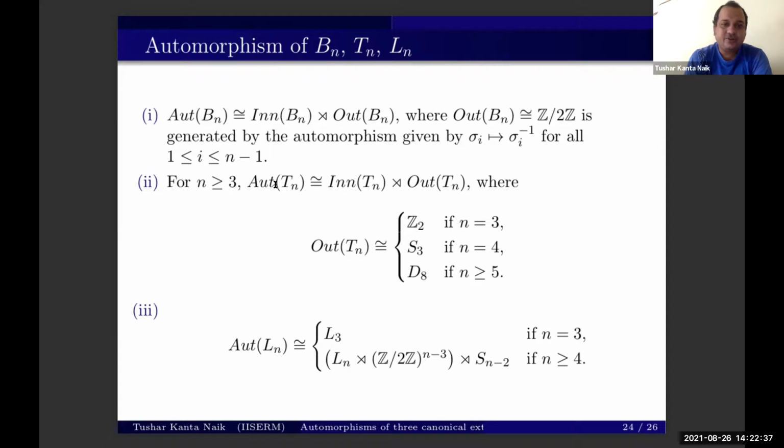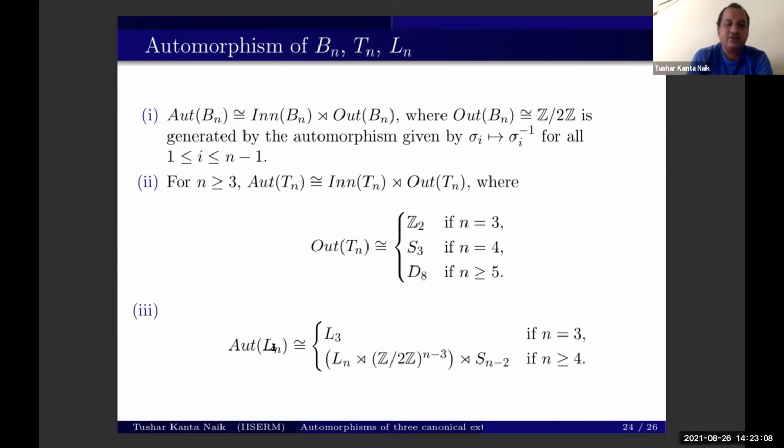And for twin groups, the automorphism group of the twin group is again the inner automorphism group Tn semi-direct product with the outer automorphism group. Here for the outer automorphism group, we have three cases. This is Z2 if n equals 3, S3 if n equals 4, and D8 if n equals 5. And for n equal to 2, the twin group T2 is Z2 and its automorphism group is trivial, so we consider n greater than or equal to 3.